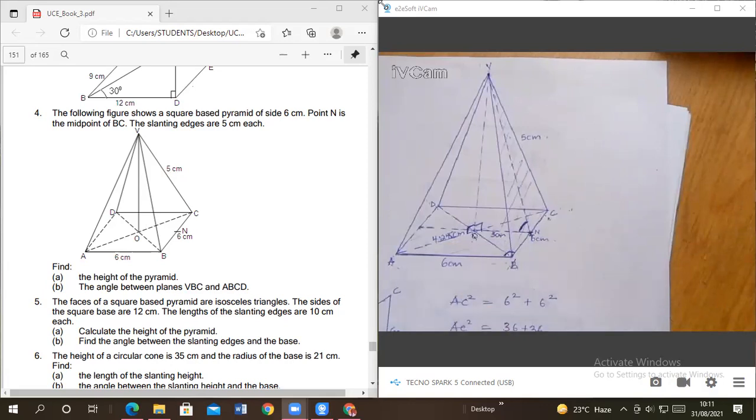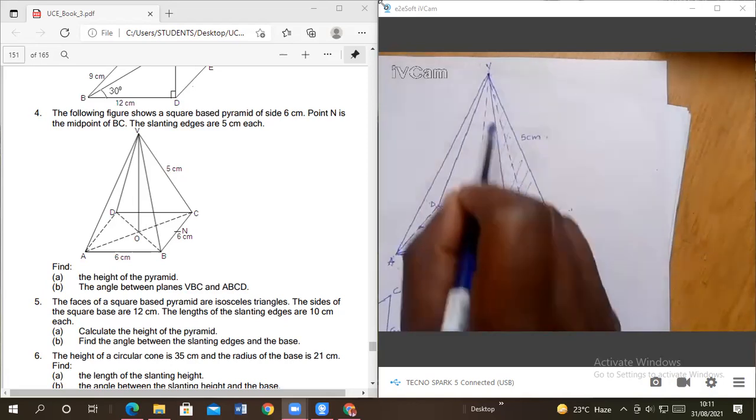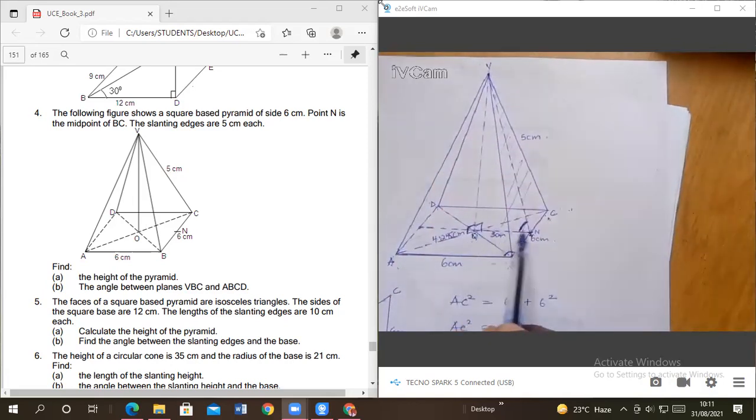Now, are you seeing where we are tending to? Because right now we have a triangle inside. Are you seeing that triangle? And remember, we found the height of our pyramid. Who can tell me what was the answer of the height of the pyramid?